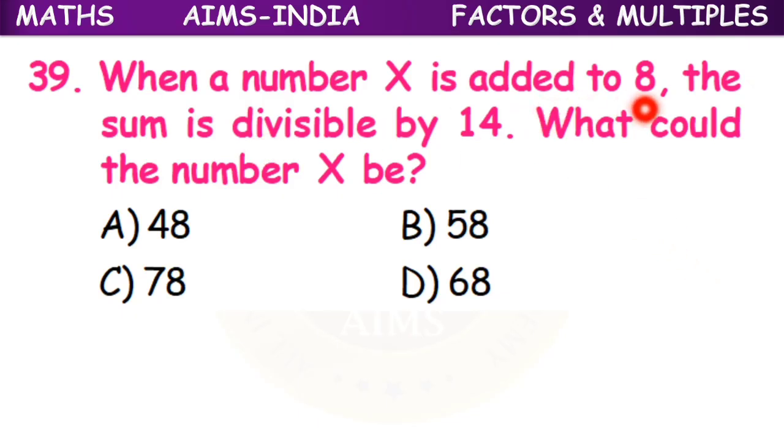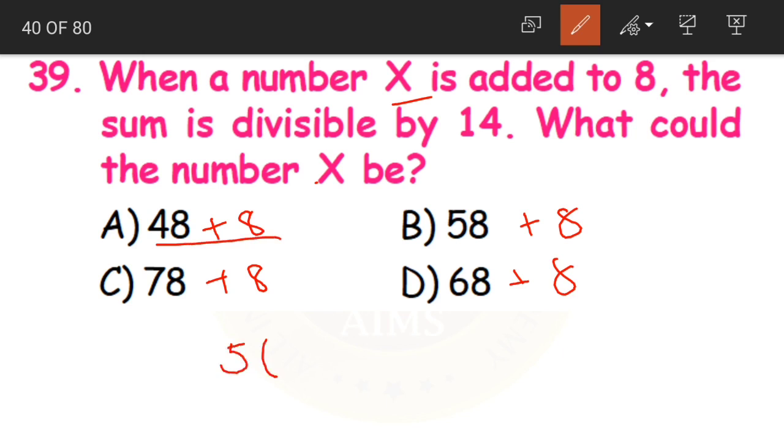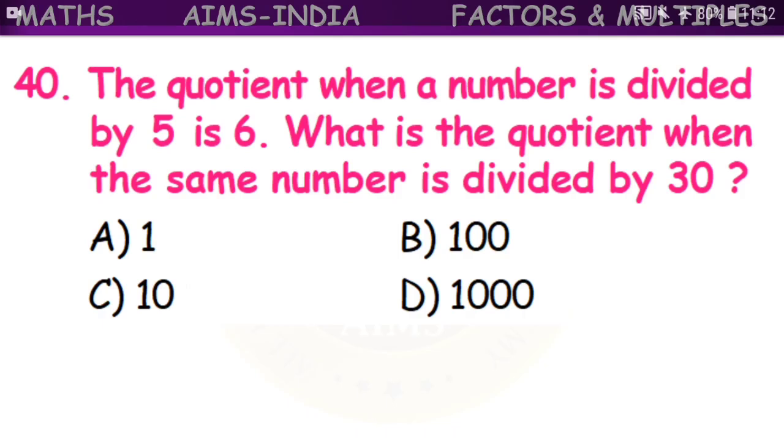Next, when a number x is added to 8, the sum is divisible by 14. Now what could the number be? What should we do? We should add 8 to the number and check whether it is divisible by 14 or not. Now let us see. 48 plus 8 becomes 56. Now is 56 divisible by 14? Yes, we have 14 fours are 56. So option A becomes our correct answer. Now if we add 58 and 8 together, the answer will be 66. It is not divisible by 14. Okay children. So only option A will be our correct answer.